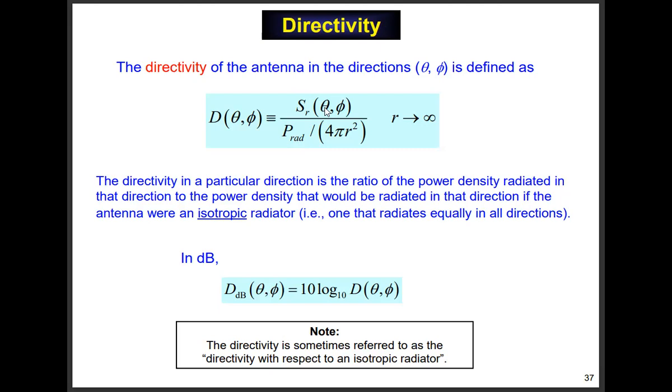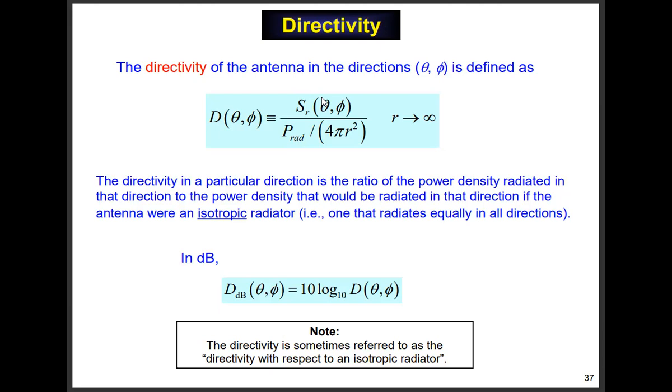Now, the numerator is how much watts per square meter you really get in that direction. So the directivity is how much watts per square meter you're getting in a certain direction relative to what you would have gotten in that direction if it radiated equally in all directions. Now, the more focused the antenna radiates in one particular direction, the higher this directivity is going to be.